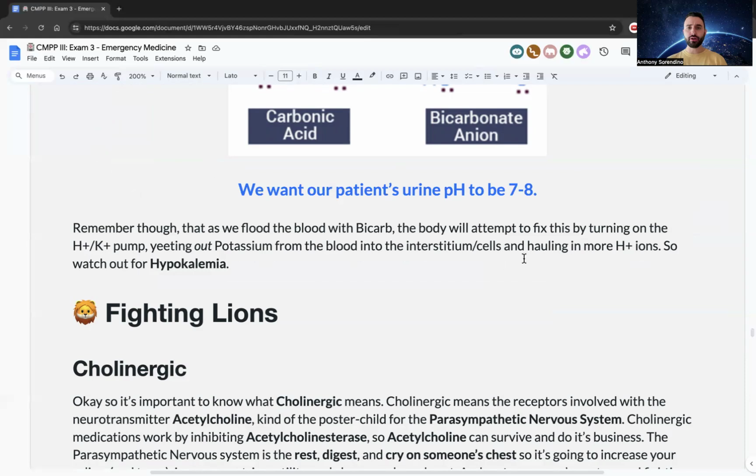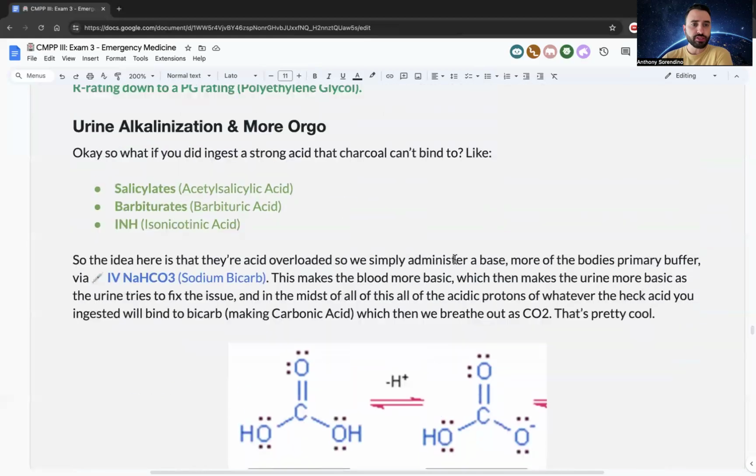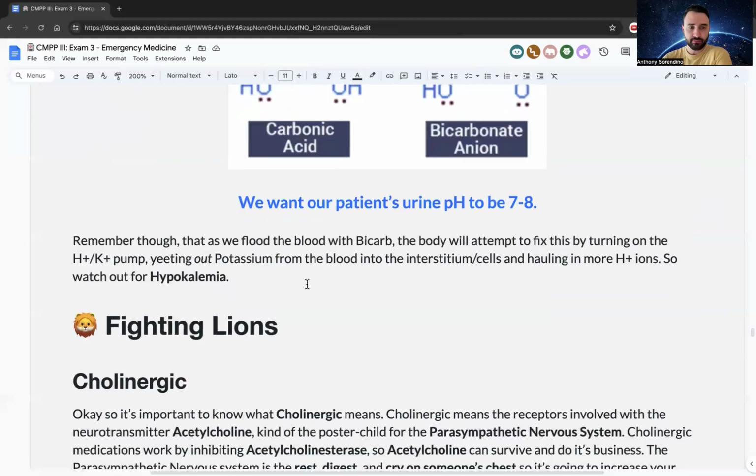We want to get our patient's urine pH to 7 to 8 when we're doing this urinary alkalinization. Remember, though, that as we flood the blood with bicarb, the body will attempt to fix this by turning on the hydrogen potassium pump, and it kind of yeets out potassium from the blood, it's going to pull protons in, right? It's trying to fix that basicity. So look out for hypokalemia because the body is going to be shoving potassium out of the blood to try to fix the problem of what we're already trying to fix.